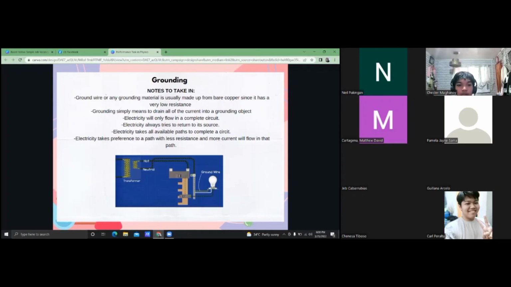And as for the grounding, here are notes to take in. Ground wire or any grounding material is usually made of bare copper since it has a very low resistance. Grounding simply means to drain all of the current into a grounding object. Electricity will only flow in a complete circuit, and electricity always tries to return to its source. Electricity takes all available paths to complete a circuit. Electricity takes a preference to a path with less resistance, and more current will flow in that path. The figure below is a common residential circuit. Next.